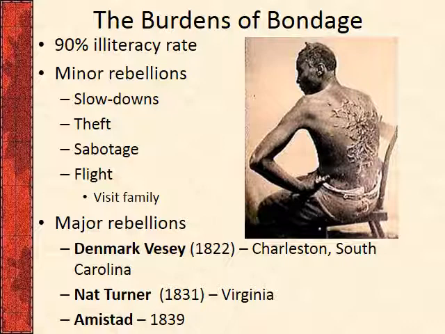The bigger one, the more effective one, I guess you'd say, is the Nat Turner Rebellion. Happens in Virginia in 1831. A bunch of slaves kill a bunch of whites on the plantations. I think they end up killing like 60 whites, something like that. They, of course, are captured and killed.